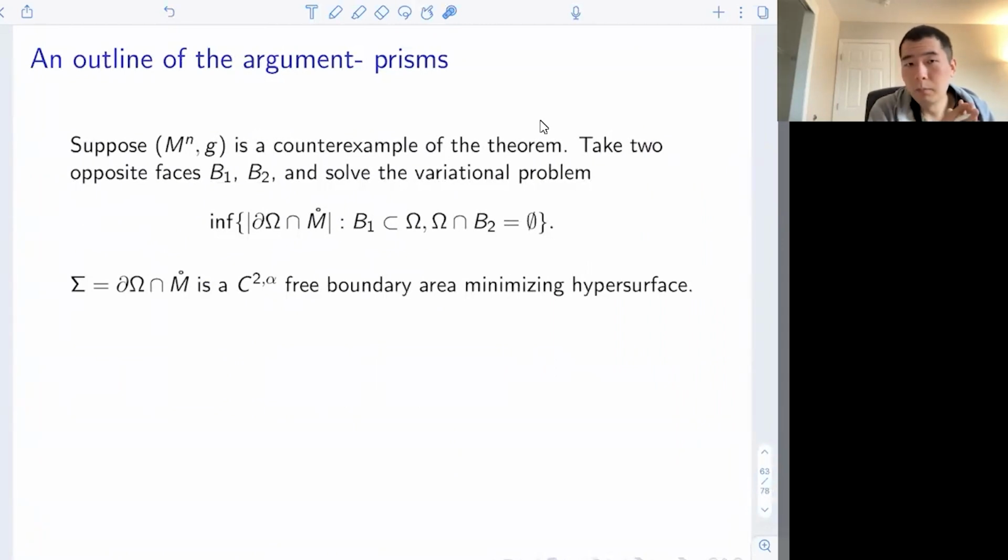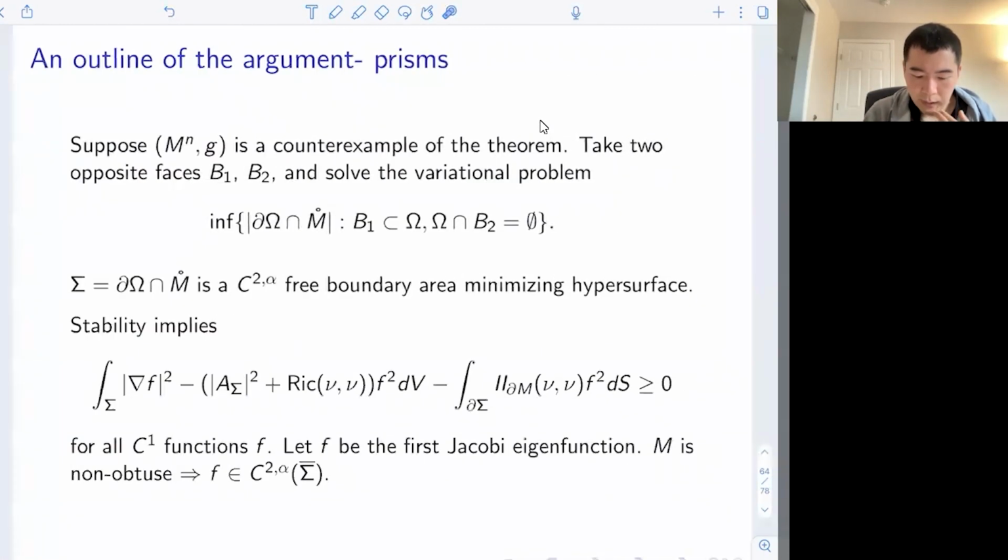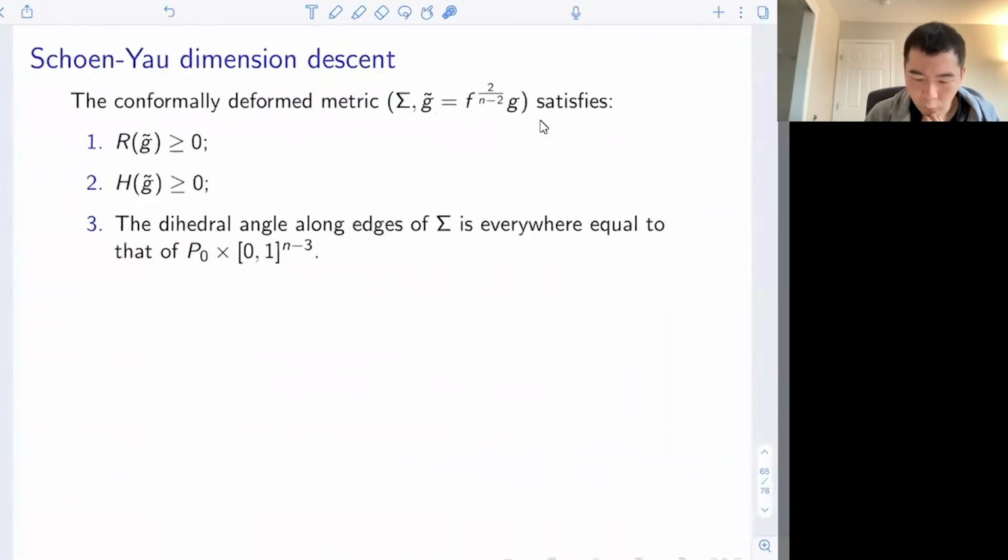Anyway, with these regularity results in mind, we can have this argument. It's based on the Schoen-Yau dimension descent. Suppose you start with a counterexample of the theorem in dimension n. Then by looking at the corresponding functional, either the capillary one or the free boundary one, you find a sufficiently regular, let's say C2 alpha regular, free boundary minimizing separating hypersurface in the polyhedron. Then using the stability inequality, you can use the first eigenfunction of the associated elliptic operator to conformally deform the metric on the minimal hypersurface. With this particular choice of the conformal factor, the conformal metric will satisfy that the scalar curvature is non-negative, and the mean curvature is also non-negative.